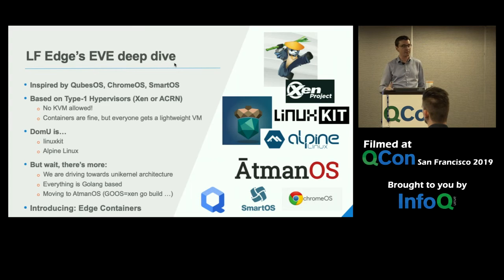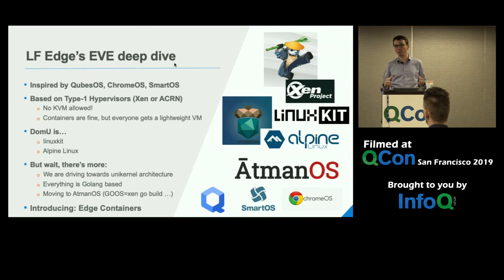And then there is ChromeOS. It's basically this idea that you can take an operating system and make it available on devices that you don't really manage. And SmartOS was kind of like ChromeOS or CoreOS, but derived from Solaris. So like I said, EVE today is based on a Type 1 hypervisor. People always ask me, why Type 1? Why is KVM not allowed? The answer is simple. It's that requirement for the real-time workloads.